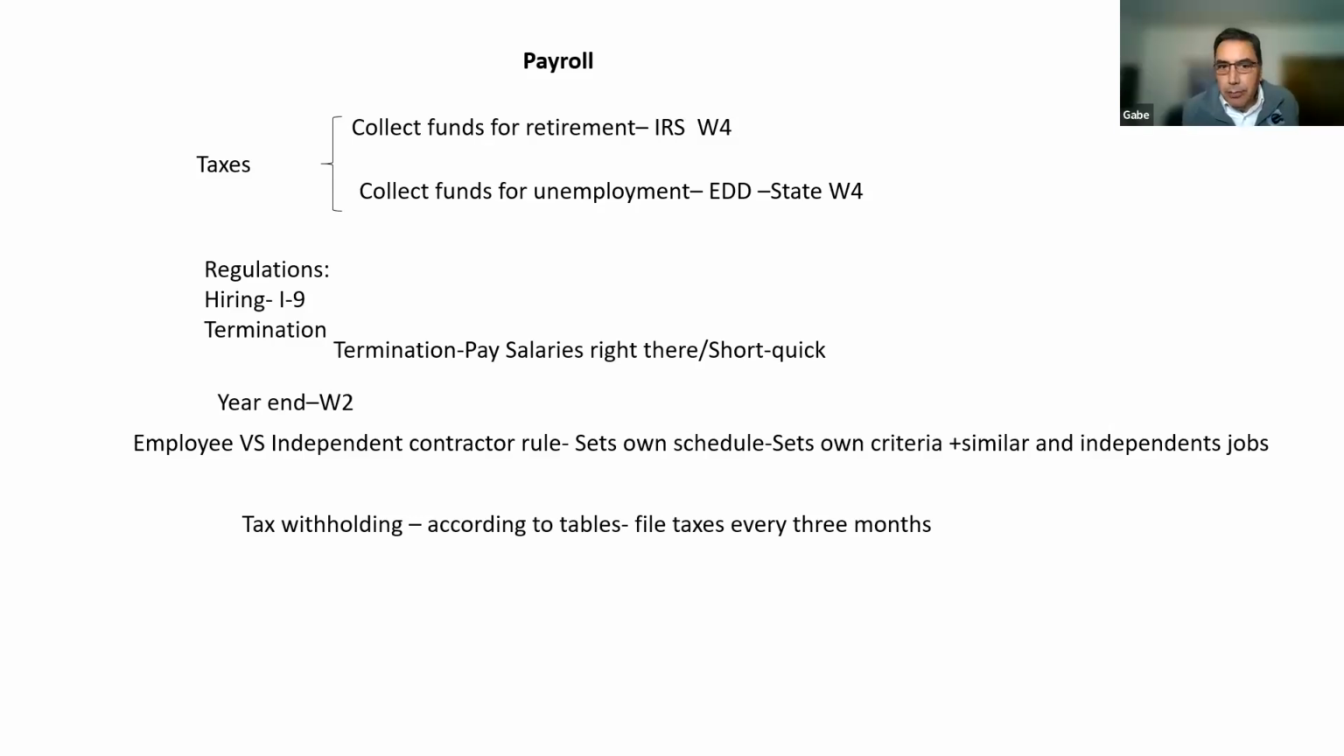Or the tax withholding. Some people want to do their payroll on their own. That's fine, but it's according to the tables, and they file taxes. I mean, you have to file taxes every 3 months when you have employees, but you can do that internally. I know people who want to do their own payroll. They go into the tables and write the 5 checks for their employees, and they love to do that. That's fine.